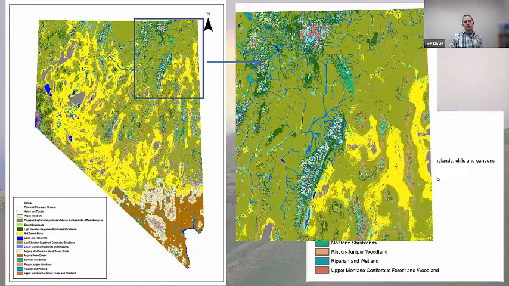And here's a zoom in, so you can see the northeastern part of the state and the resolution that you get from some of the mapping products. If you're working at a more regional scale, you may have a little bit more need than that.